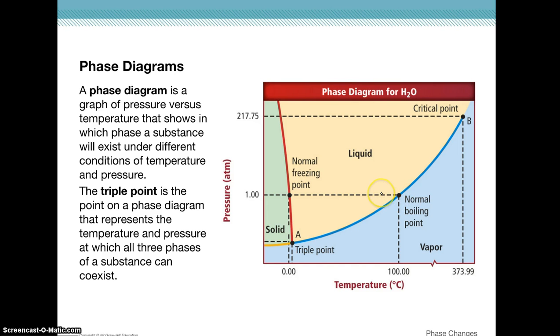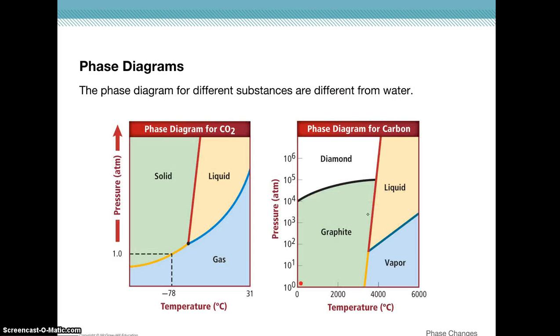So if you change the pressure, as you can see, if you increase the pressure or if you decrease the pressure, the boiling point and the freezing point of water are going to change. Here are two other phase diagrams for things other than water. You can see for carbon dioxide, it's shifted up. So at our normal pressure, we're going to go directly from the solid to the gas phase.